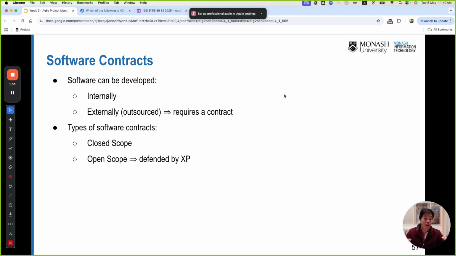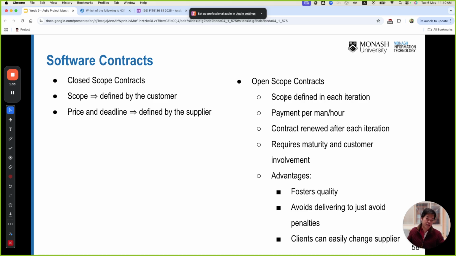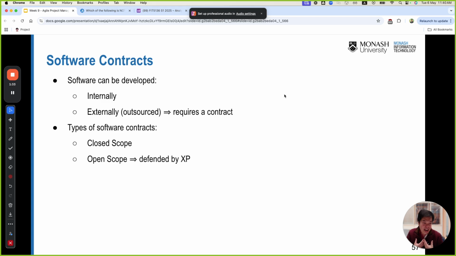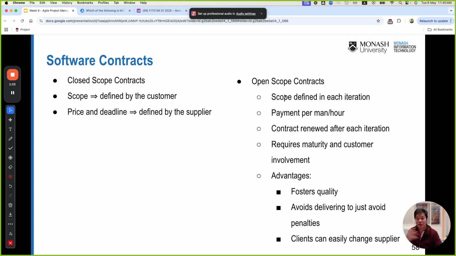Normally you need a contract, right? And there are two types of contract. One could be the closed scope. This narrows down the set of features, the set of functionalities that you need to implement. Or it could be an open scope. My point is that in an open scope we don't know what features we need to implement. Closed scope means we define what things we need to do. Open scope could be like pay by hours, pay by day. That's an open scope.